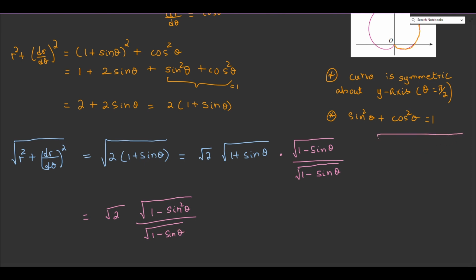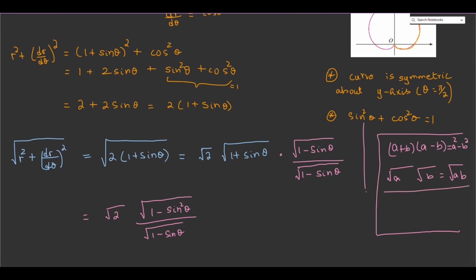So how did we get this? I will write this here. First of all, you need to remember this: a plus b multiplied with a minus b is equal to a square minus b square. This is the first thing you need to remember. The second thing is, if you have square root of a multiplied with square root of b, it can be written as under the root ab. And one more thing, from this identity we can also write 1 minus sine square theta is equal to cosine square of theta.